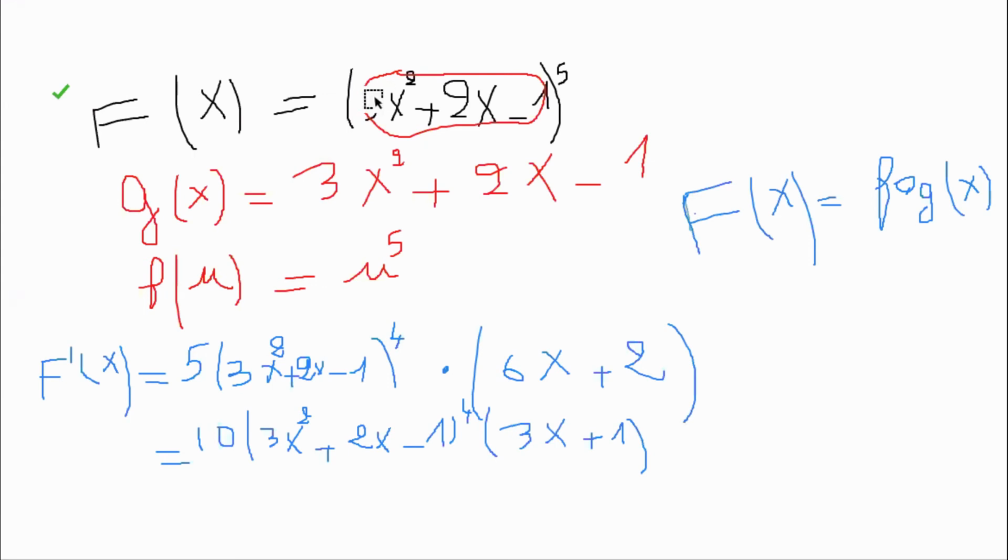Obviously, the derivative of 3x squared is 6x. The derivative of 2x is 2, I'm sorry. And the derivative of minus 1 is 0. That's why it is 6x plus 2. After that, we can put 2 as a common factor and it becomes like that. Any question?